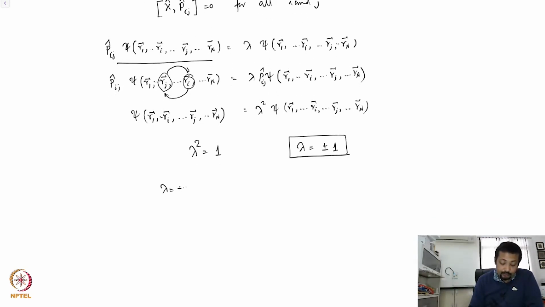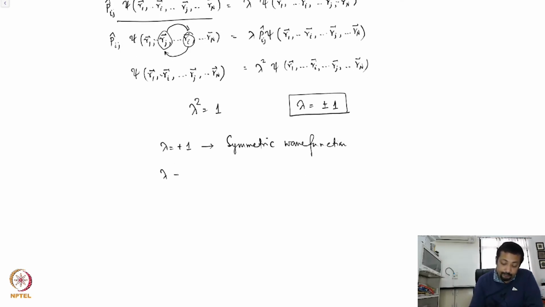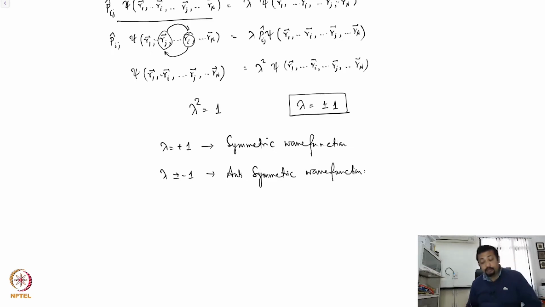Lambda equal to plus 1 corresponds to a symmetric wave function, and lambda corresponding to minus 1 corresponds to an anti-symmetric wave function. So it is now clear what we are trying to do.